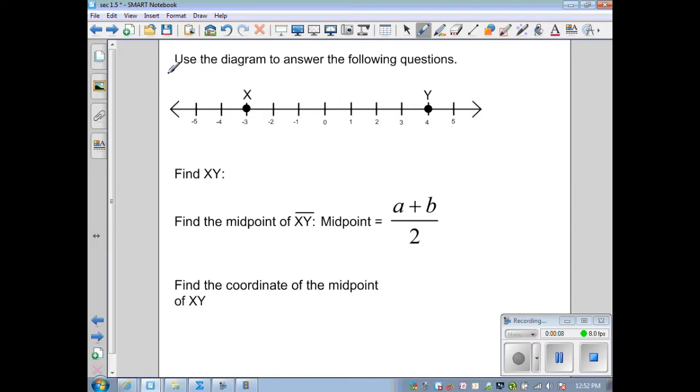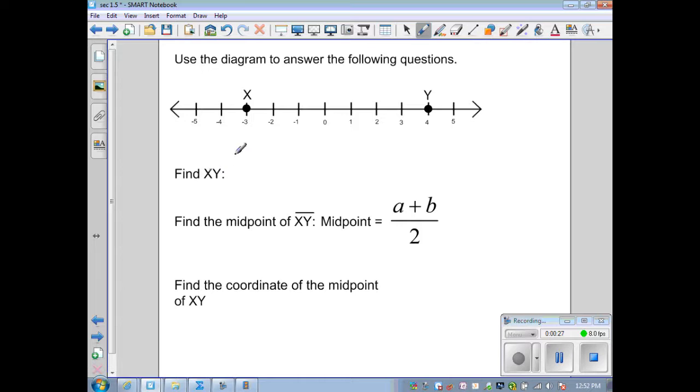Here they want us to use the diagram to answer the following questions. We're given the number line, and I have x and its coordinate being a negative 3. I have y and its coordinate being 4. They want us to find the length of xy, and I know it's a length because I do not have a symbol for segment on top of my xy.